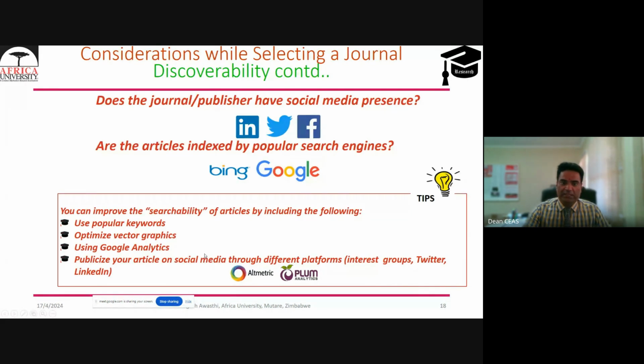So these are the articles. If they are indexed by Bing or Google, then your discoverability will be fine. Use popular keywords, optimize vector graphics, and use Google Analytics. When you are going for searchability, we should also use keywords, meaning your paper should come up for the keyword. If I write artificial intelligence and your paper belongs to AI, your paper should be there. We can say that if the reach of the journal is available at the global level, then it will be appreciated by the researchers.